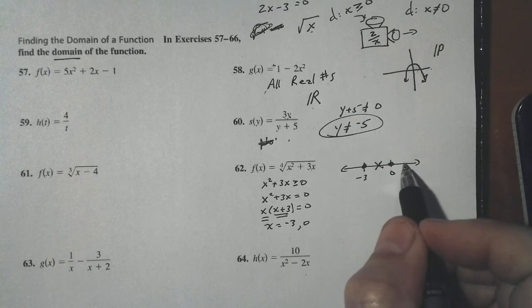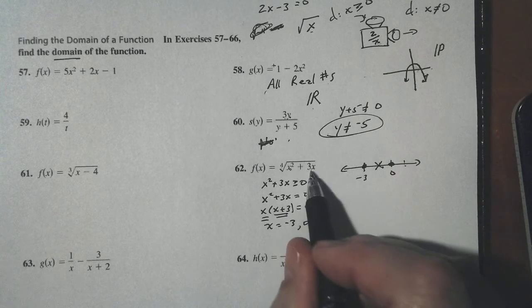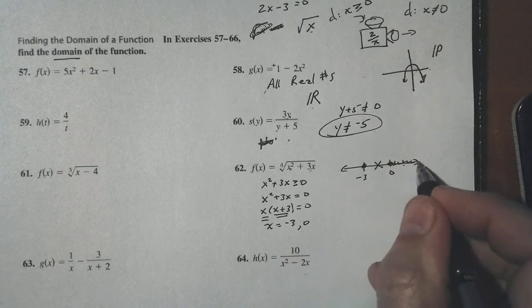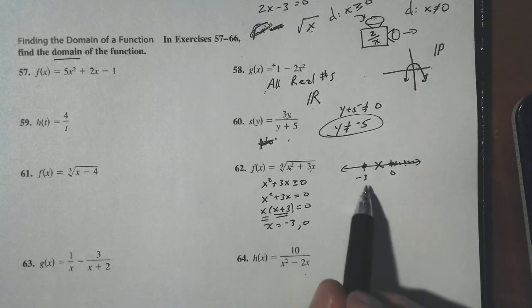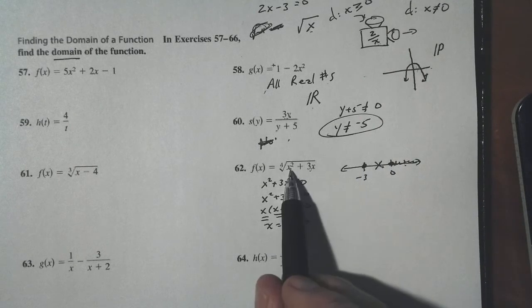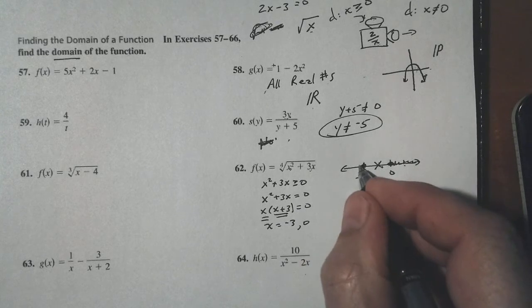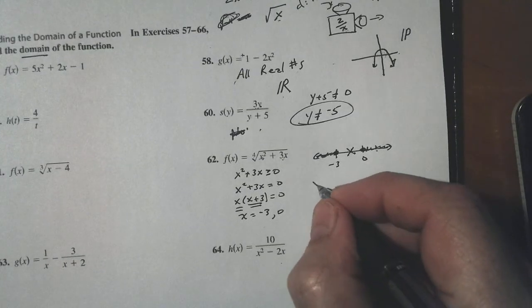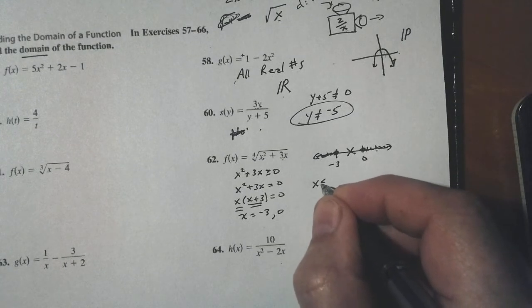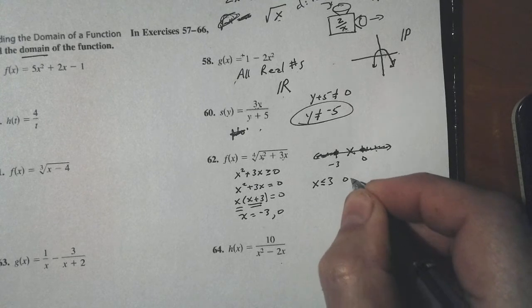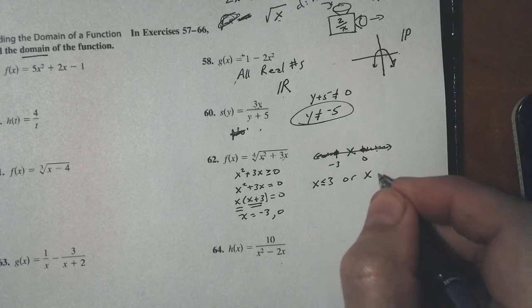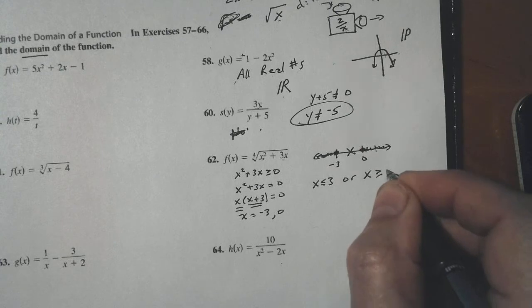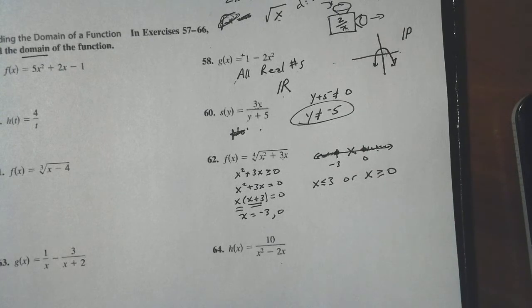Can I put something bigger than 0 in there? If I put 1 in there, I get 1 plus 3, 4. Good zone. How about negative 4? Positive 16 minus 12, 4. This is a good zone. So we could answer this a couple different ways. We could say x is less than or equal to negative 3, or x is greater than or equal to 0. And that's probably what you're used to.